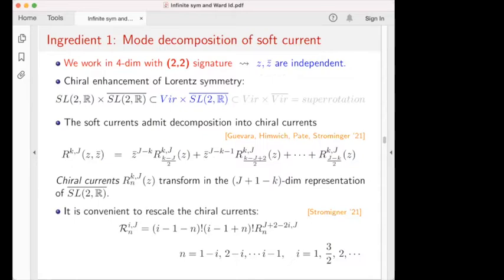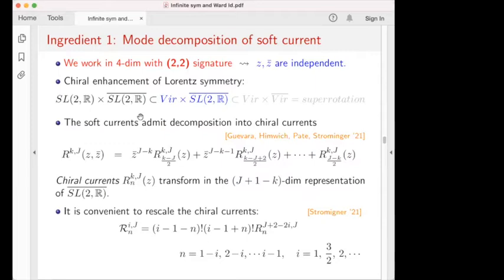I'm going to discuss this infinite dimensional symmetry algebra, but there are several ingredients. So now I'm going to introduce the ingredients. The first ingredient is the mode expansion of the soft current. I will work in 4 dimensions, but with (2,2) signature. This means that here z and z bar are independent. And in this case, we have the Lorentz group SL(2,2). Locally, it's just SL(2,R) times SL(2,R) bar.